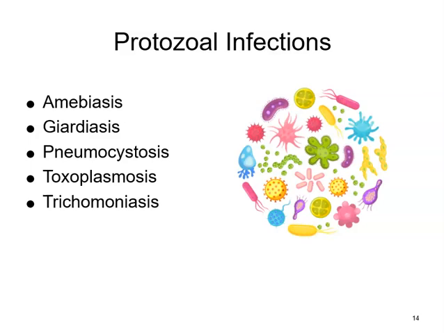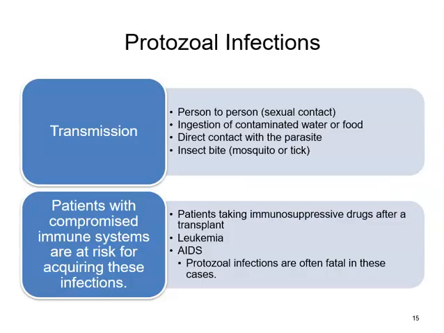All right, so let's go back down to these because we've talked about these a little bit already. Most protozoal infections are spread by person-to-person contact, unhygienic food and water sources, direct contact with the parasite, say in cat stool, and of course insect bites, including mosquitoes and ticks. People with compromised immune systems are at greater risk, and these infections often tend to be fatal. So let's take a look at the drugs.